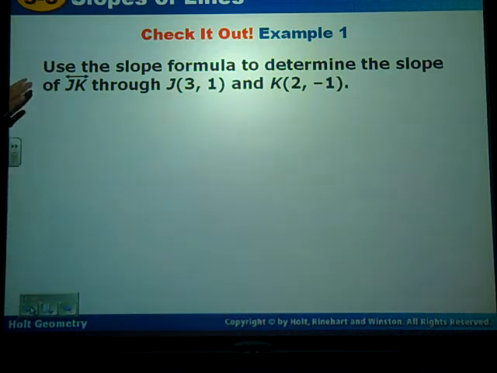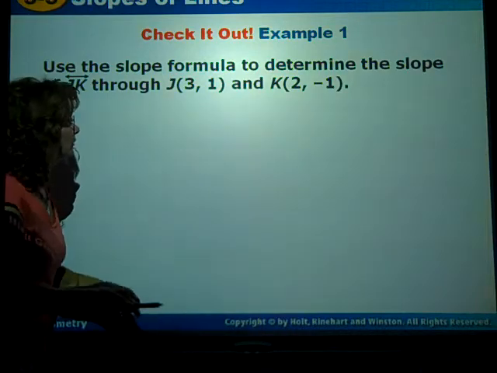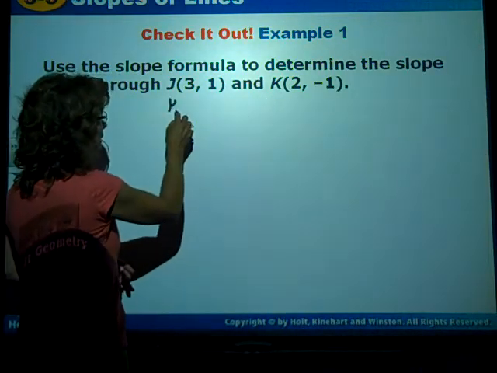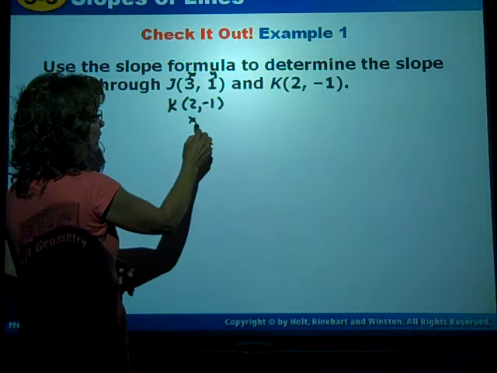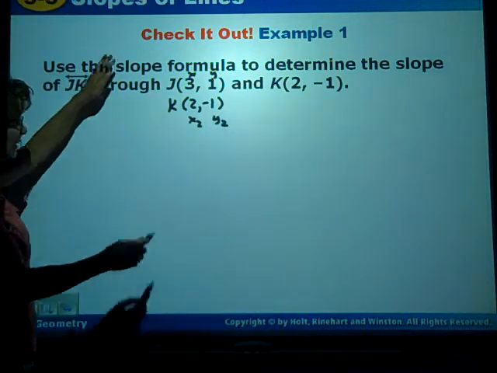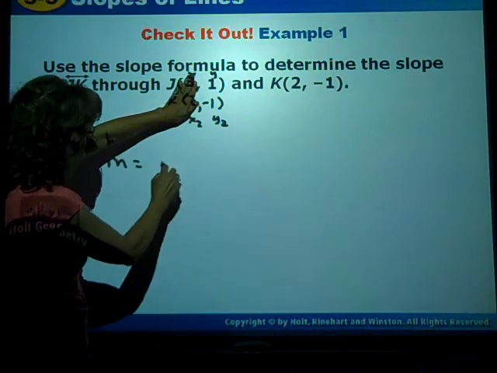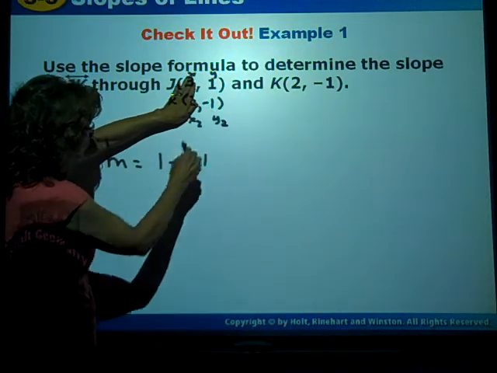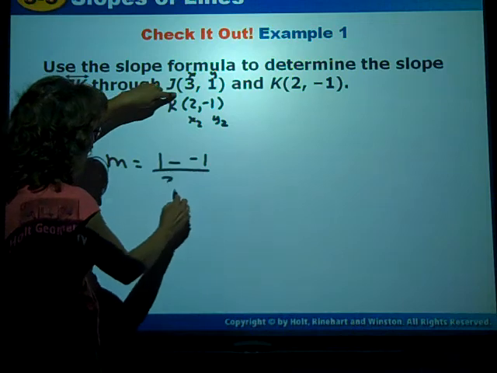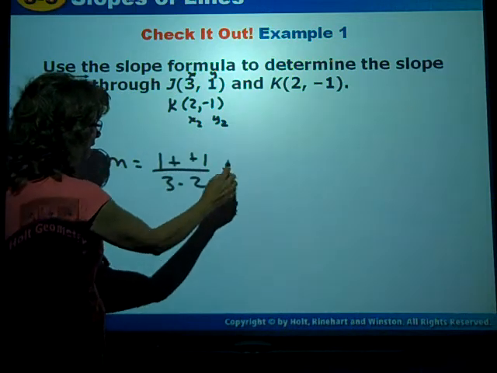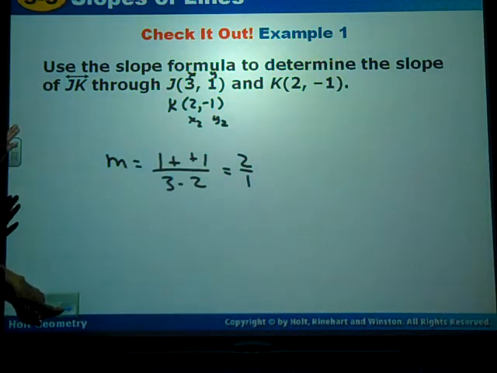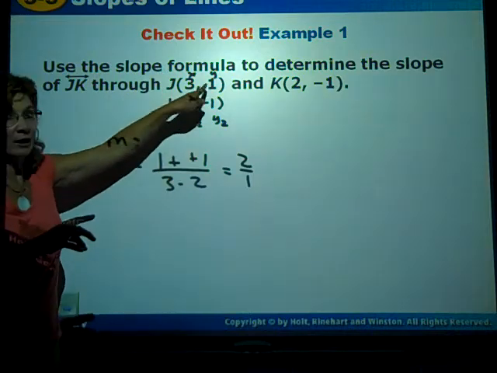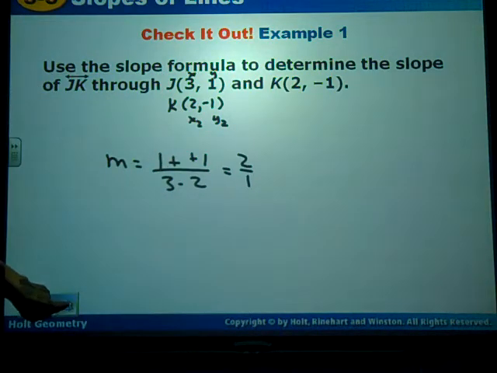Now, if you're just given points, maybe you aren't given a graph, now you're forced into using the slope formula. To avoid error, I would take K and put it under J, and I've got x sub 1, y sub 1, x sub 2, y sub 2. To find my slope, I'm going to do 1 minus negative 1, over 3 minus 2, and minus a negative, I end up with 2 over 1. So my slope's going to be 2. You can always do it that way. Just remember, the second coordinate goes on the top in the slope formula.